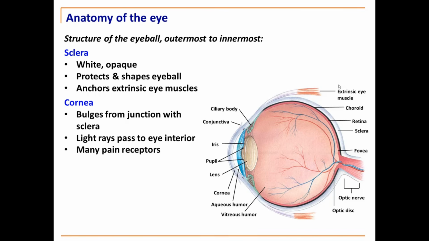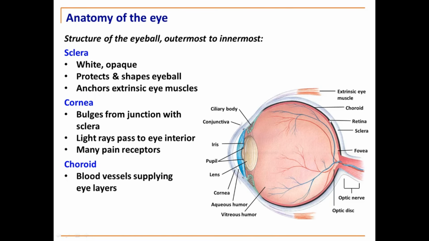You've got the cornea, okay, and so if you're looking there, connected through, you've got the sclera moving through to the cornea, and this bulges out from a junction with the sclera, and the light rays pass to the interior of the eye. And actually, in the cornea, you have many pain receptors.